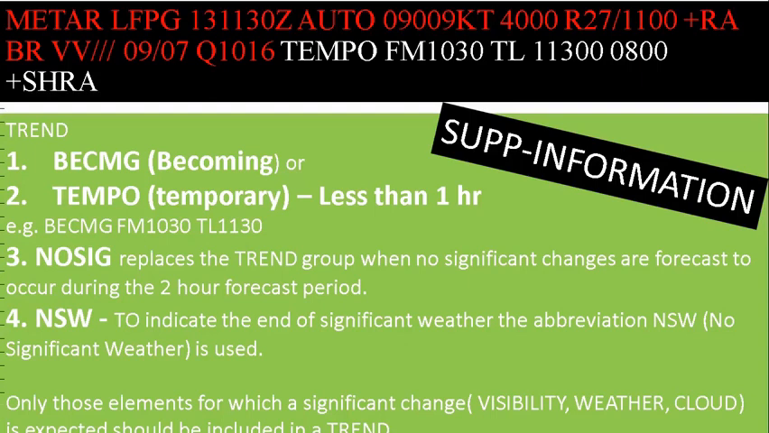We can also write NOSIG. It will replace the trend group, meaning no significant changes are forecast to occur during the 2-hour forecast period. So weather will remain as it is, whatever has been reported. We are not expecting many changes. Then there is NSW, to indicate the end of significant weather, meaning no significant weather. Only those elements for which a significant change, like visibility, weather or cloud, is expected have to be included in the trend.